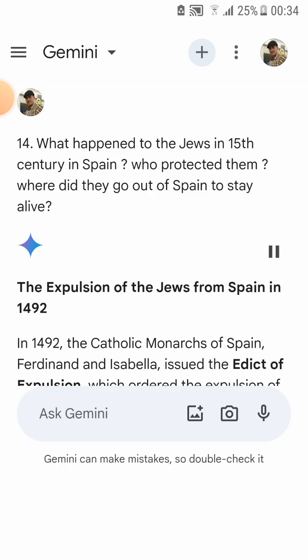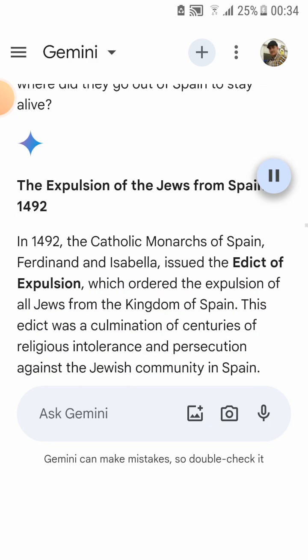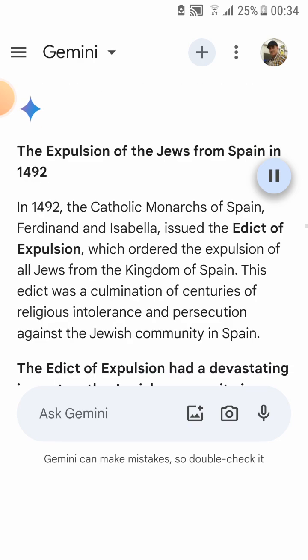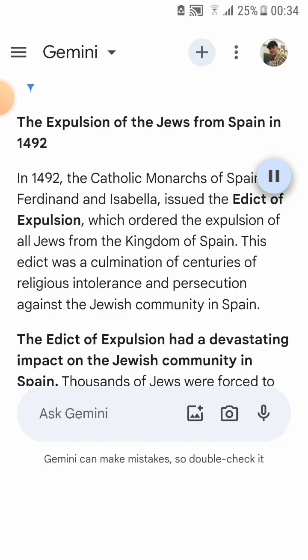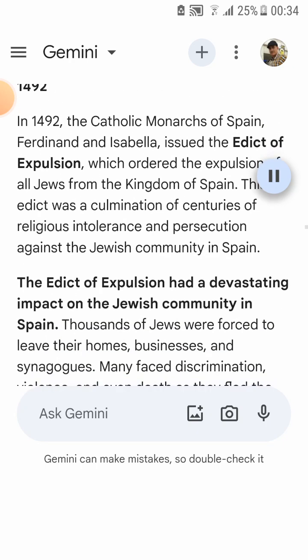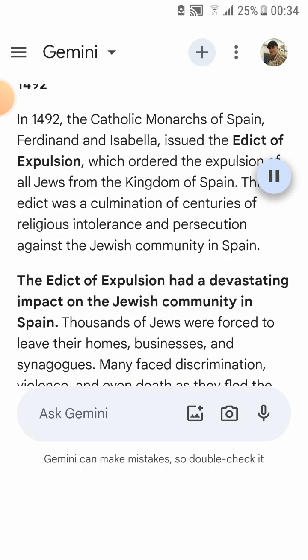The expulsion of the Jews from Spain in 1492. In 1492, the Catholic monarchs of Spain, Ferdinand and Isabella, issued the Edict of Expulsion, which ordered the expulsion of all Jews from the Kingdom of Spain. This edict was a culmination of centuries of religious intolerance and persecution against the Jewish community in Spain.